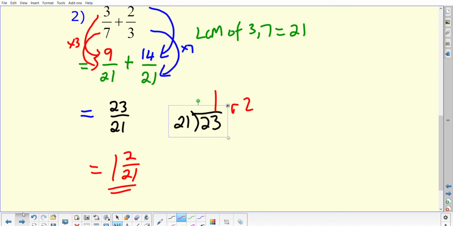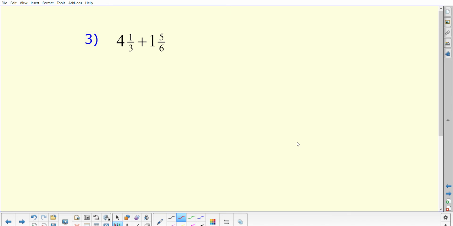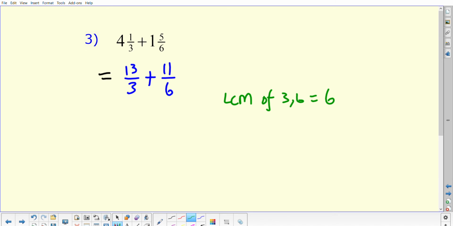Now those ones were just fractions, they didn't involve mixed numbers, but this was your latest learning intention, to look at what happens when you've got mixed numbers. So when you've got mixed numbers, they need to be changed into top heavy fractions. So 4 times 3 is 12, add on 1 means you've got 13 over 3. 1 times 6 is 6, add on 5 means 11 over 6. Bottom numbers are different, we need to make them the same. We're doing the lowest common multiple of 3 and 6, which of course is 6.